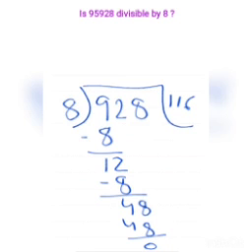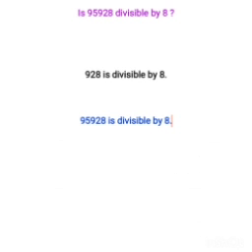So here is my division and the remainder is 0. You can see, students, which means that 928 is divisible by 8. So if 928 is divisible by 8, by the divisibility rule of 8, I can say that even this number is divisible by 8. This is the divisibility rule of 8.